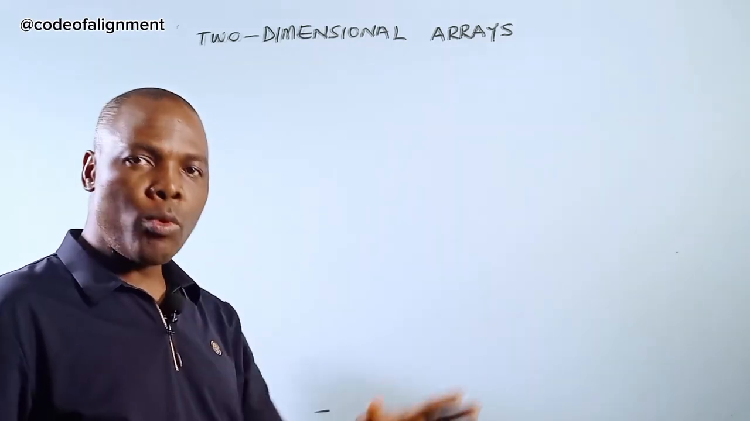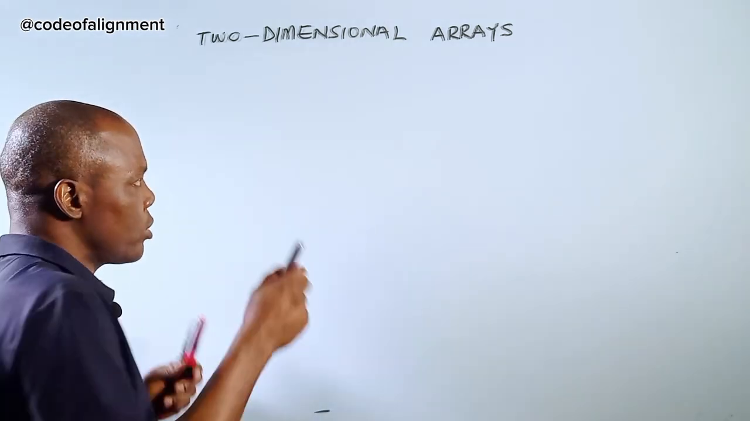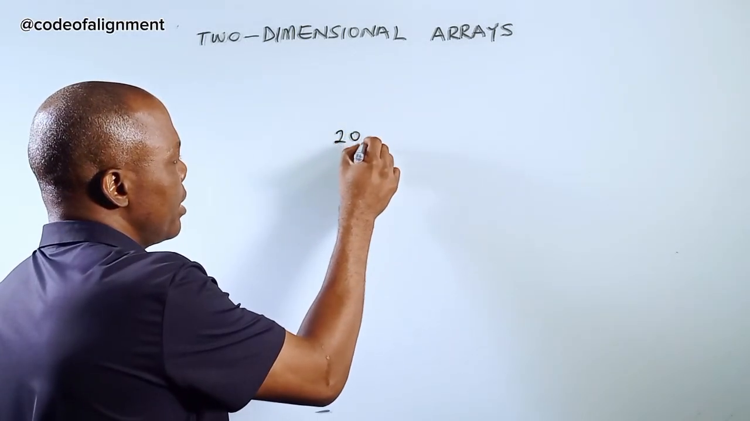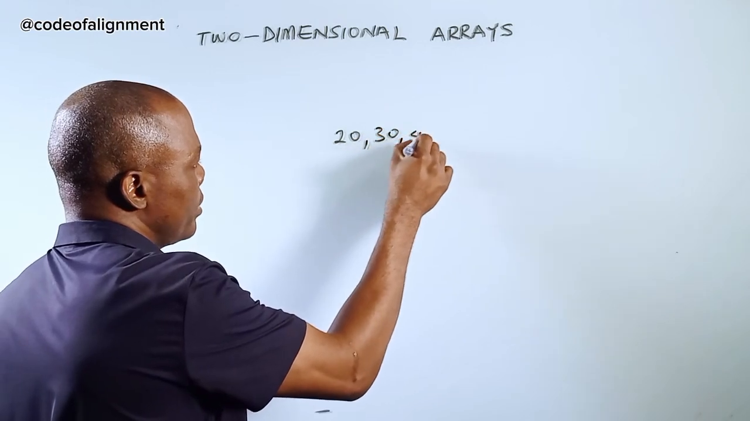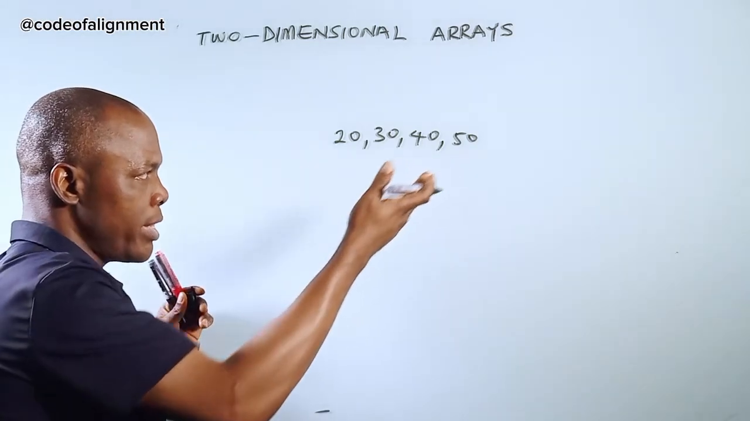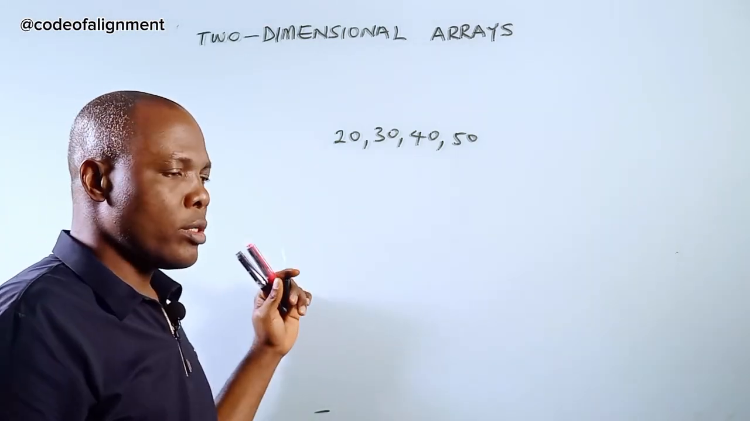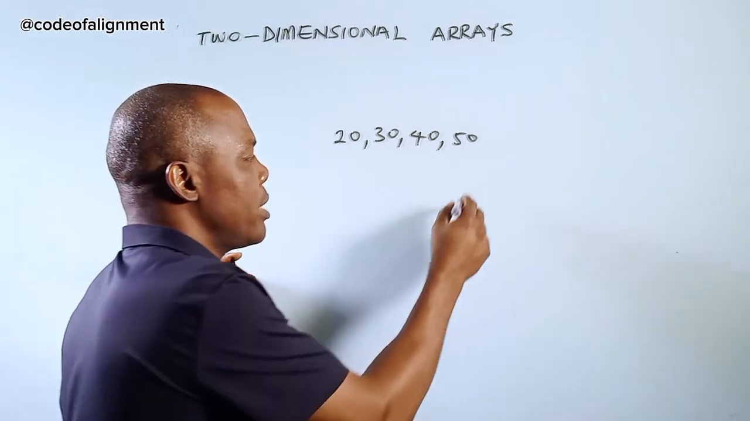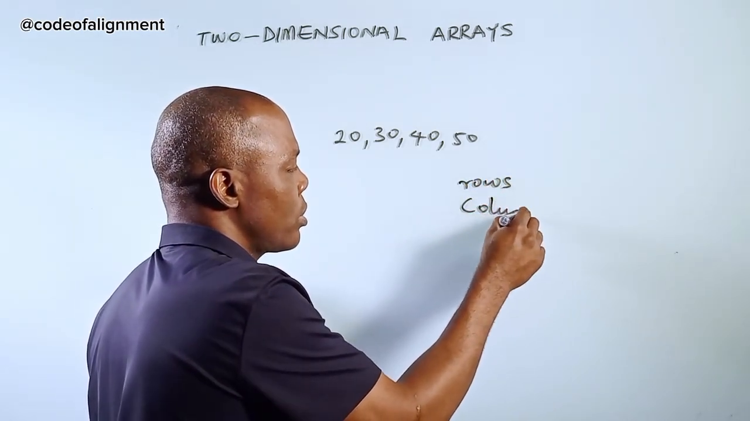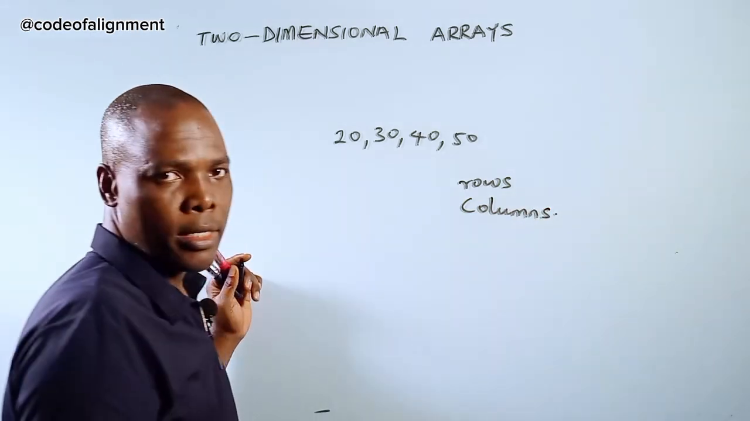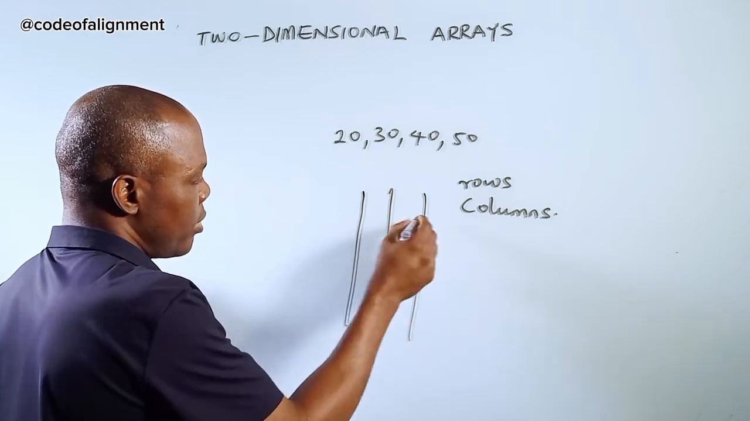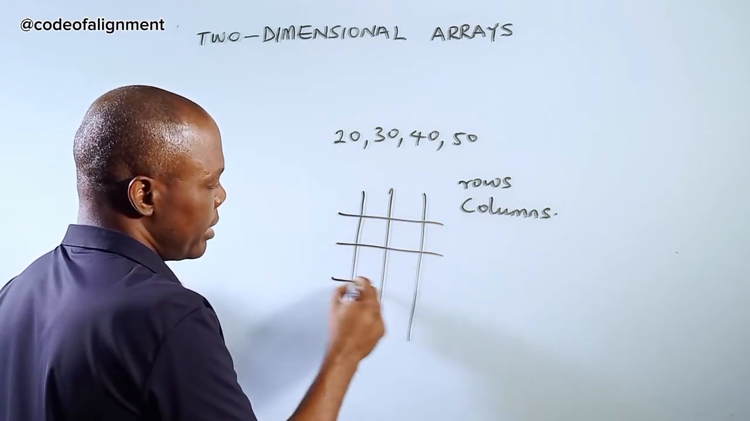Data in one-dimensional array, we saw data stored in what? In a straight line, like 20, 30, 40, 50, like this, right? So this is a one-dimensional array. But sometimes data are represented in rows and what? Columns, right? Something like your spreadsheet, right? These are columns, then rows like this.